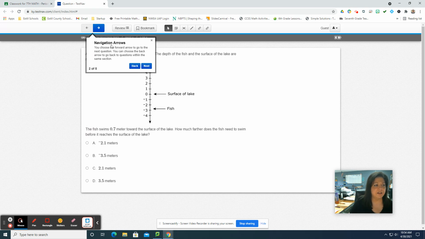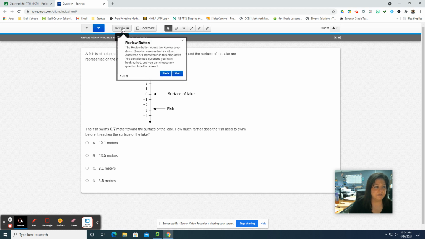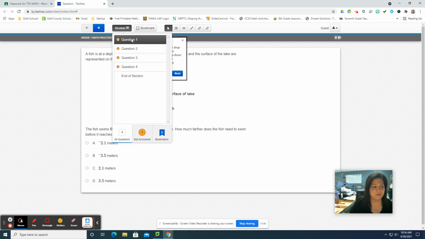Okay, you have navigation arrows. These are forwards and backwards. That's how you get to the questions. There's also a review button, and the review button is really cool because if you click on it, it will show you all the questions on the test, and it will show you how many you've answered and how many you've bookmarked, out of the total questions. So it looks like we have all 4 questions. None of them have been answered. We don't have any bookmarks, but we can go to bookmark.